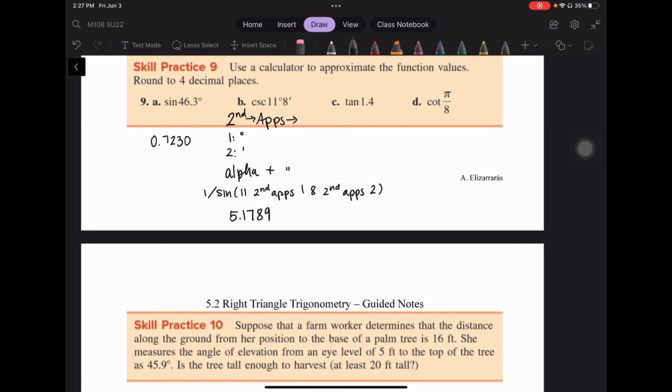I would need to change my calculator into radians now, and so I would press mode and hit radians. The tangent of 1.4 is 5.7979. Cotangent, again, I can't do that, so I need to use the reciprocal. So I would do 1 divided by the tangent of pi over 8. And again, don't use 3.14, use the actual pi symbol in your calculator, which you get if you press the second button and then use the caret symbol. So the second and the caret symbol will give you pi. And that is 2.4142.